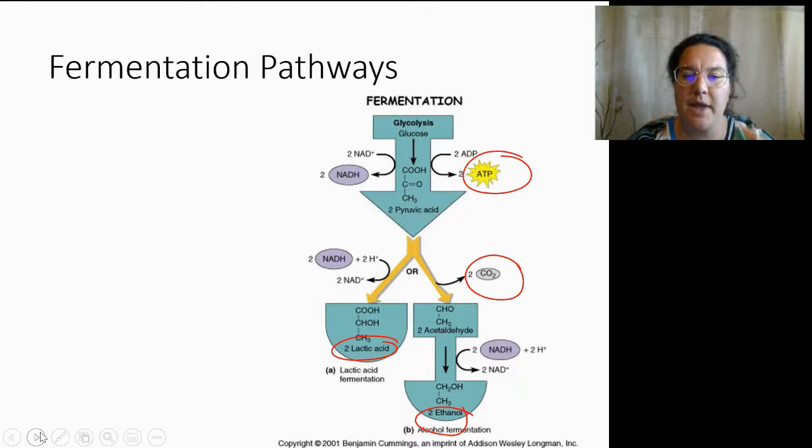So here are our fermentation pathways. We have our 2 pyruvic acid. We can either produce lactic acid or ethanol through fermentation. Carbon dioxide is produced, and a net of 2 ATP from glycolysis.